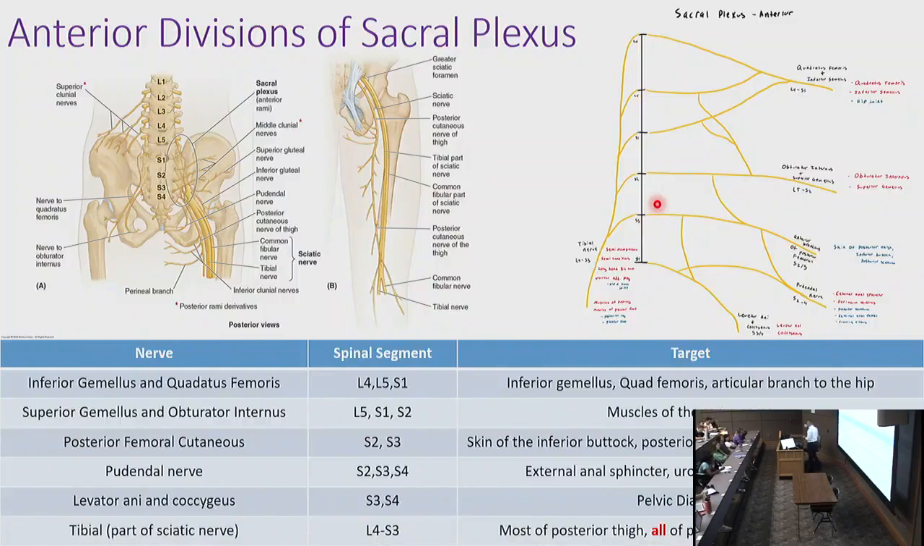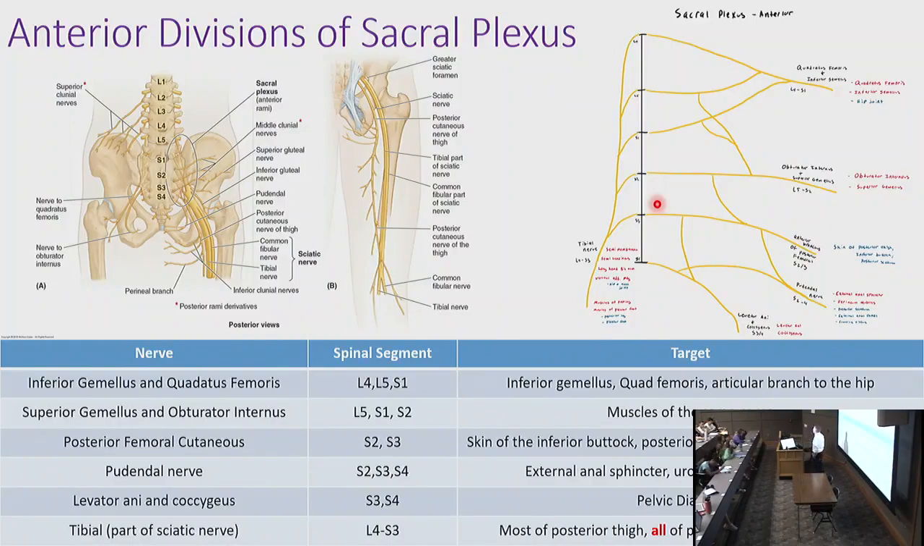Now we get into our sacral plexus, and there's a lot going on here. For our sacral plexus, as I said, I'm going to divide it into anterior and posterior divisions and talk about it that way, but they are all joined together. When we're coming off the anterior division, I always go from top to bottom when I'm talking about this, so you can look at it in the table. But starting from L4 through S1, we have the nerve to the inferior gemellus and quadratus femoris.